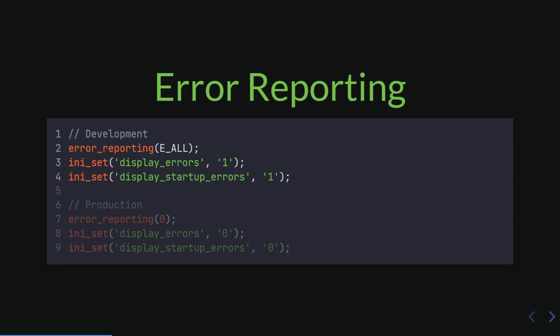To configure error reporting on a production server, you can use the following settings. This will turn off error reporting and prevent errors from being displayed on the screen. Additionally, it is recommended to write errors to a file or send them to an error tracking service.